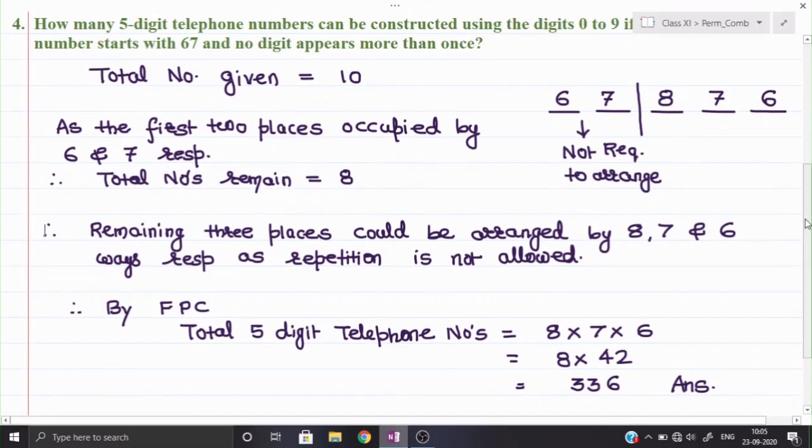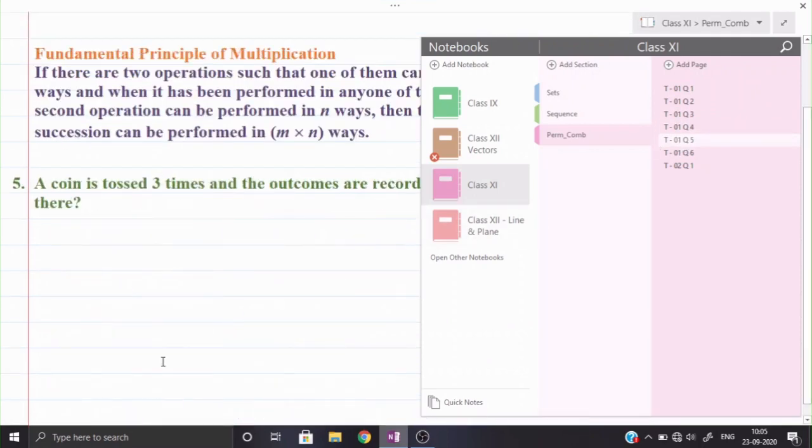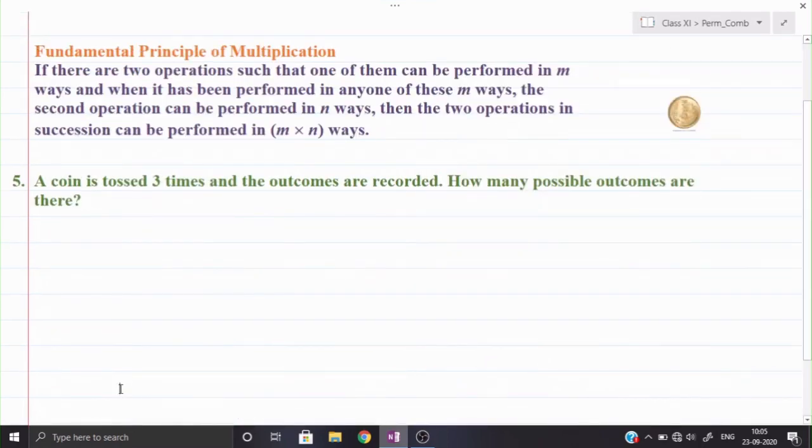Now let us see the next question. The next question is question number 5. A coin is tossed 3 times and the outcomes are recorded. How many possible outcomes are there? Okay, now the question is not too difficult, but I have taken one picture of a coin for you, so I will show you with the help of that how this question can be done. First of all, what they are saying, a coin is tossed 3 times. So how many outcomes can be possible?